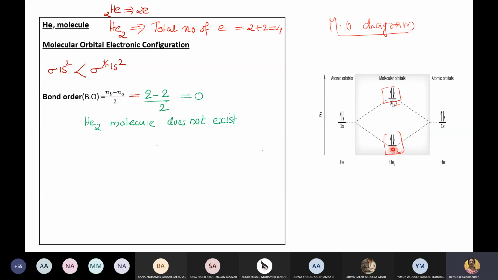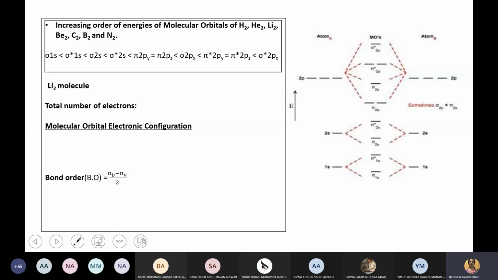Okay. So next, after doing a few questions, it is clear for you. Now, Li2 molecule. What's the atomic number of lithium from the periodic table? Lithium is 3. So Li2 has how many electrons? Total electrons: 2 times 3, or 3 plus 3, is equal to 6 electrons.